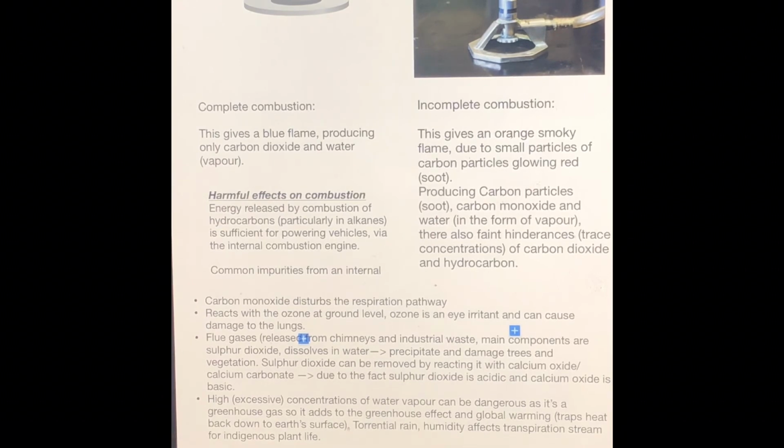On top of that, you also have humidity. If the air is too humid, that could affect the plants that are around. So if you've got an indigenous wildlife area, the Amazon rainforest, for example, if there's too much humidity, and if you know anything about the transpiration stream in biology, plants need to get rid of water essentially. If the air around it is too humid, it can't do that. So excessive amounts of water vapor could affect the transpiration stream, which also affects plant life. So less plant life, less oxygen for us, and less food for us.